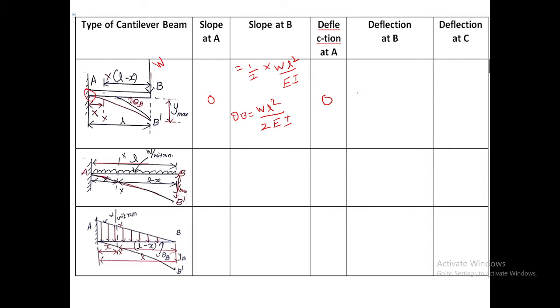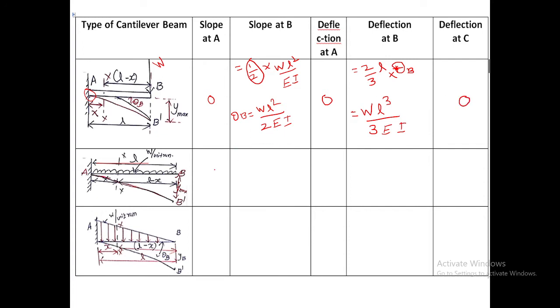Next, deflection at point B is equal to 2 by 3 into L into theta B. So the answer is deflection at point B is W L cube divided by 3EI. Next, deflection at C: there is no point C, so this is 0.